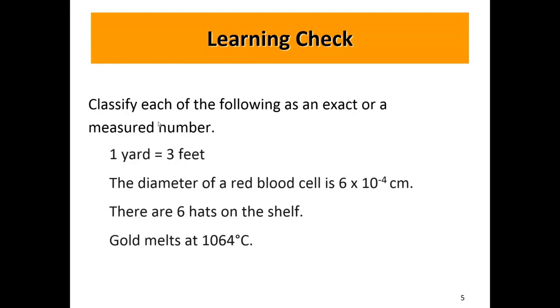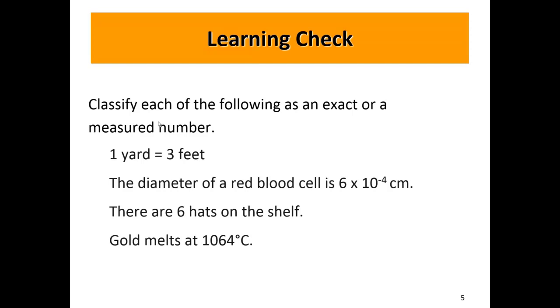So let's take a look at these as some examples. So, in 1 yard equals 3 feet, is that an exact or is that a measured number? I think that's a measured number. Actually those are exact numbers. 1 yard equals 3 feet is a definition, and so since it's a definition, it would be an exact number. But I definitely understand why you would make that mistake.